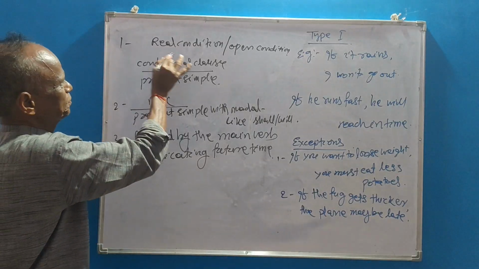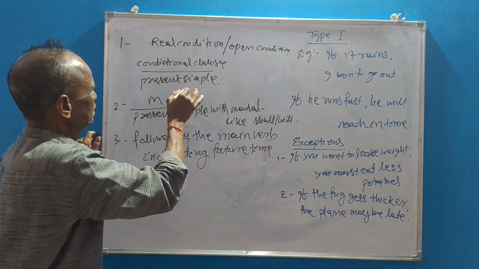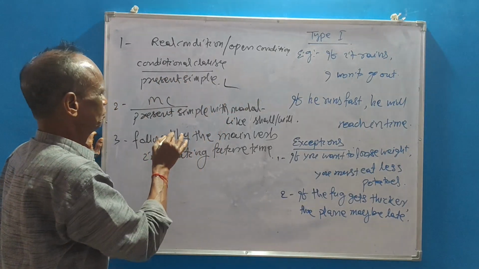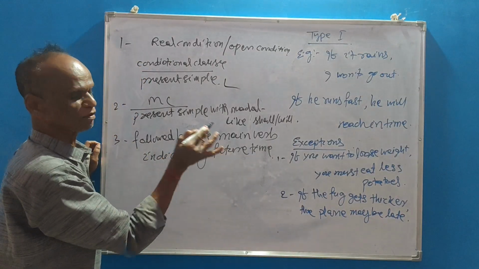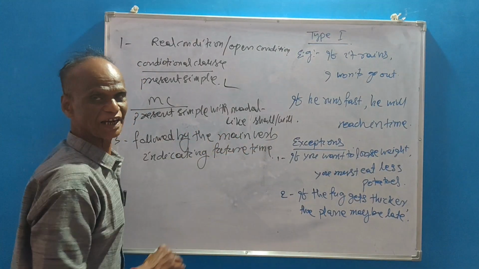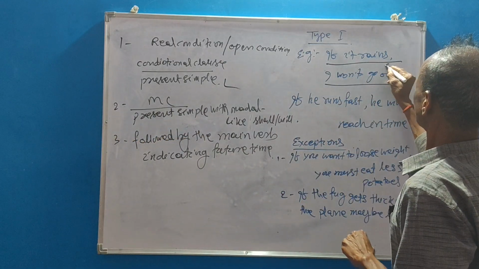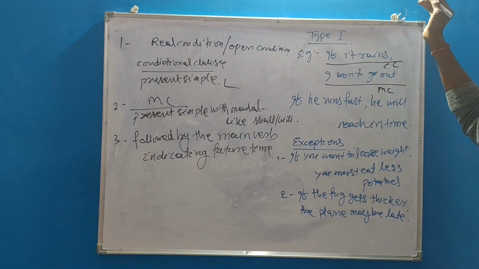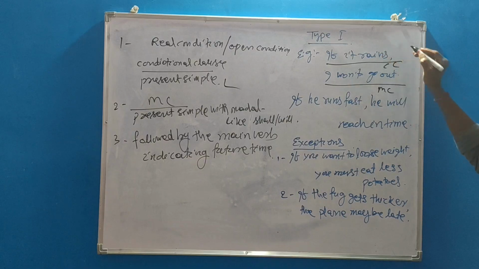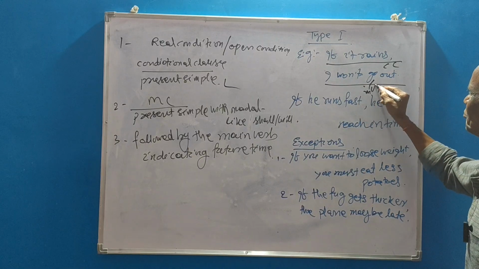So types of conditional contain such things. It refers to a real condition or open condition. Conditional clause present simple, main clause present simple with a modal like shall, will, followed by the main verb indicating future time. For example, if it rains, I won't go out. Conditional clause, main clause. It refers to an open condition or real condition. Present simple with modal will, followed by the main verb go. MV, main verb.